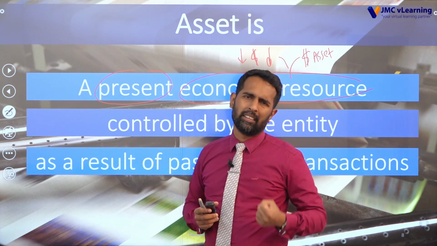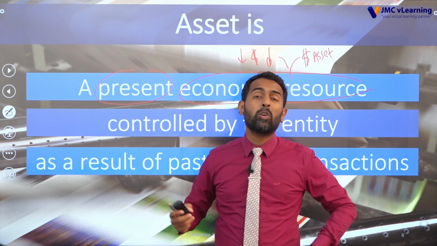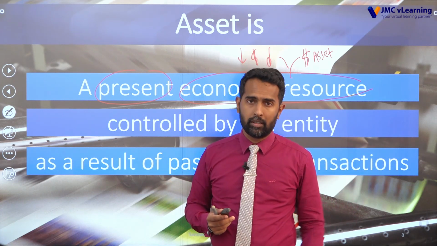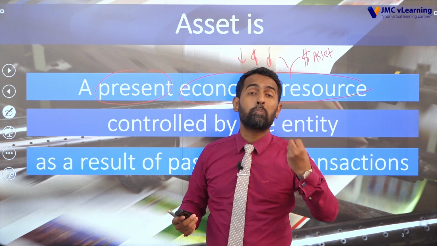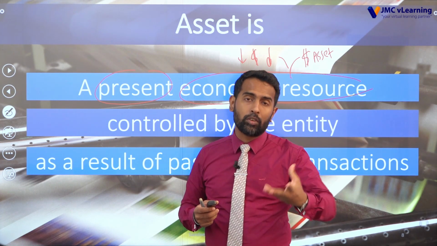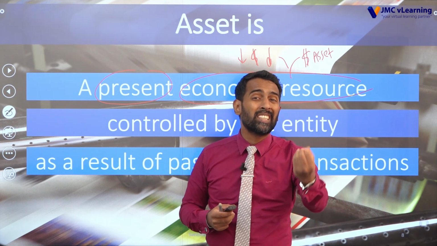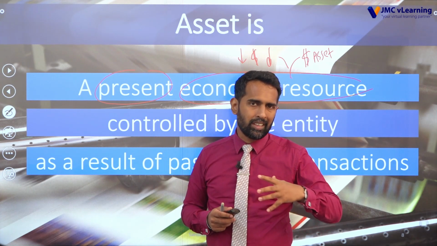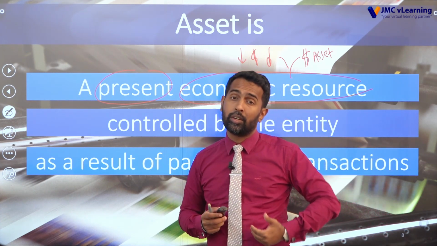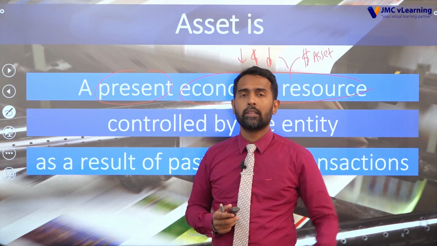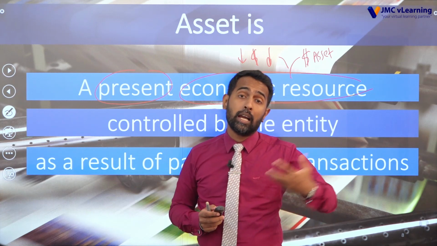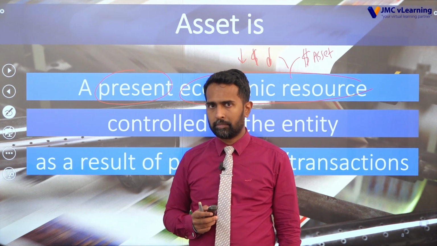Let's take a building. How did you get that building? Because you purchased it. Or you got that building because you constructed it. How did you get the motor car? Because you purchased it. How did you get that software? Because you created it, you developed it, or you purchased it. So that is the past event. The purchase, the construction, the creation, the development is the past event. So assets are created as a result of a past event.